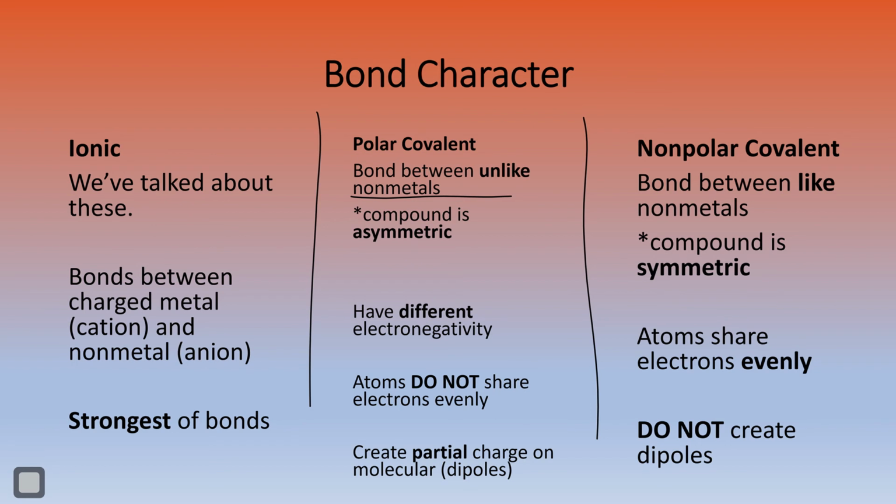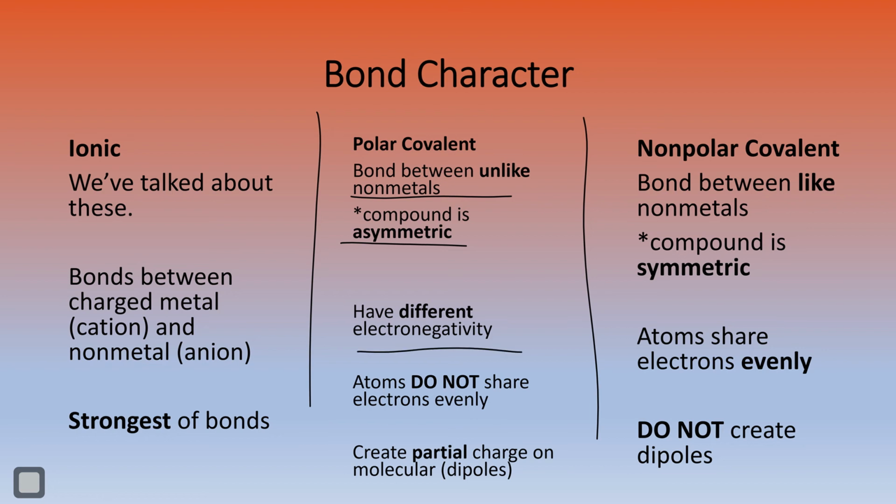Okay? I mean, it just makes sense. Obviously, two different nonmetals. Okay? This type of compound is asymmetric, which means it is not the same everywhere. It doesn't have a mirror image when you cut it vertically or horizontally across the compound. It's not the same on all sides, essentially.